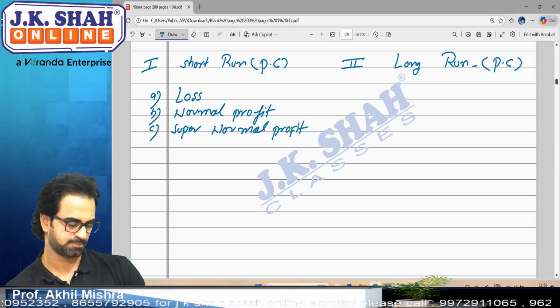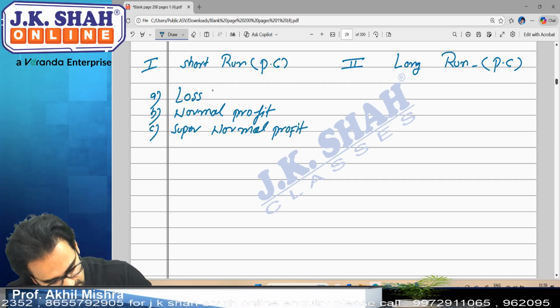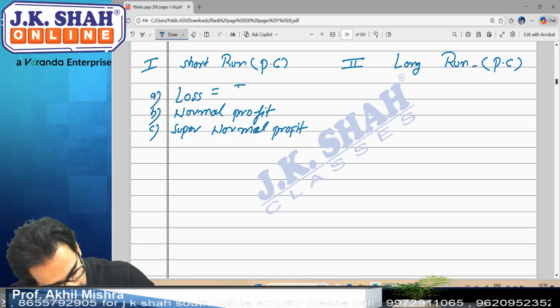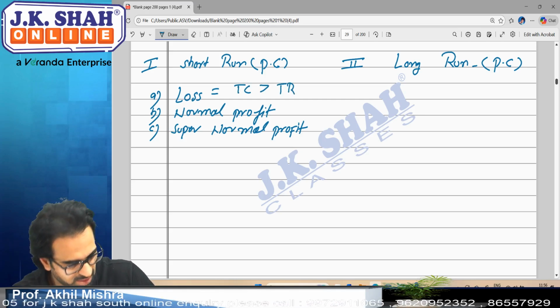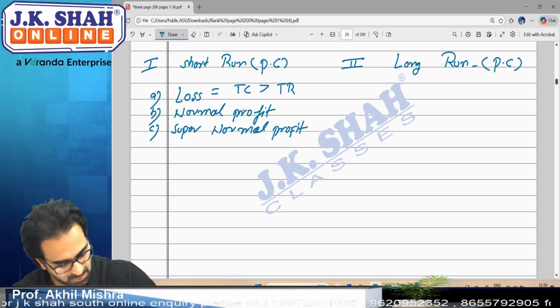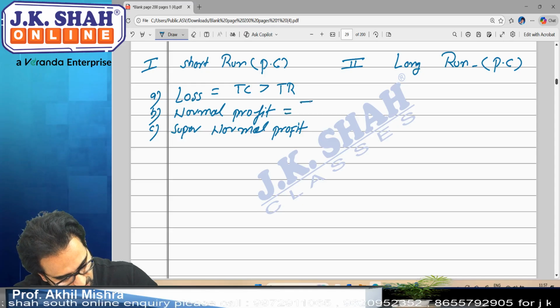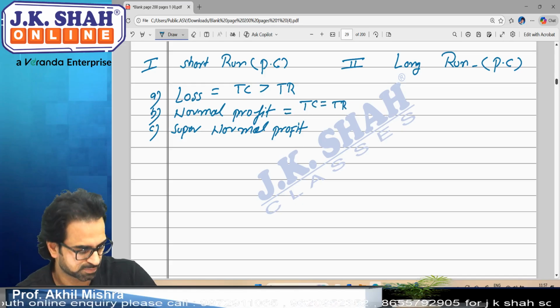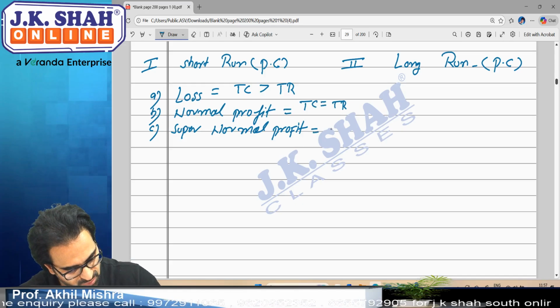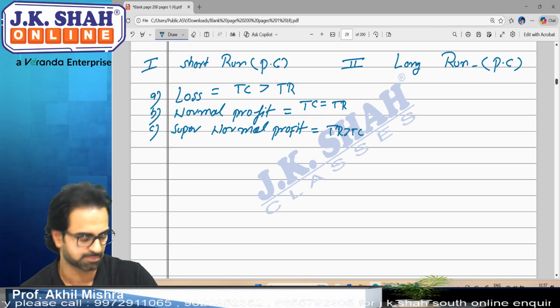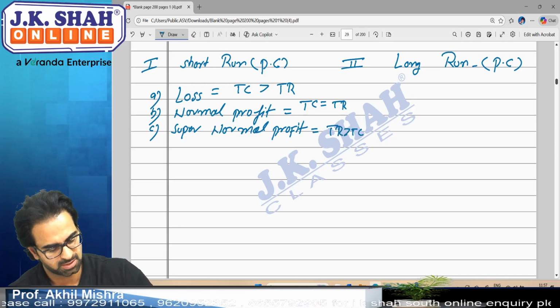What is this? Loss means when your total cost is more than total revenue. It means income is less and cost is more. Normal profit is when your total cost and total revenue are equal. It's called normal profit. Super normal profit is when your total revenue is more than total cost.